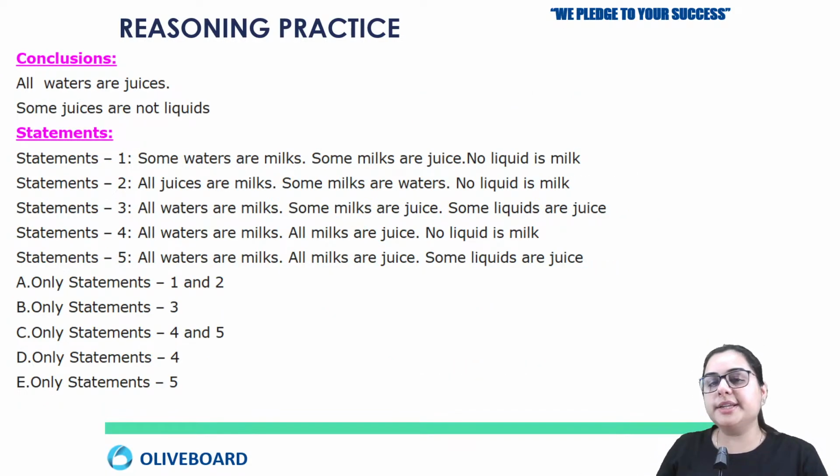Okay, so now the next question. Here you have 2 conclusions followed by 5 statements, and you have to tell from the given 5 options, that is A, B, C, D, E, which is the correct option. Also there are combinations that are given in the options. So just try this.